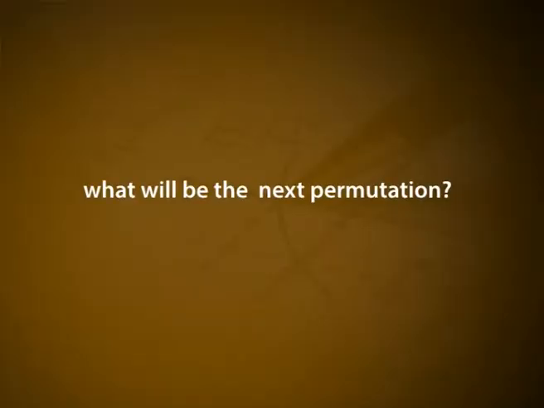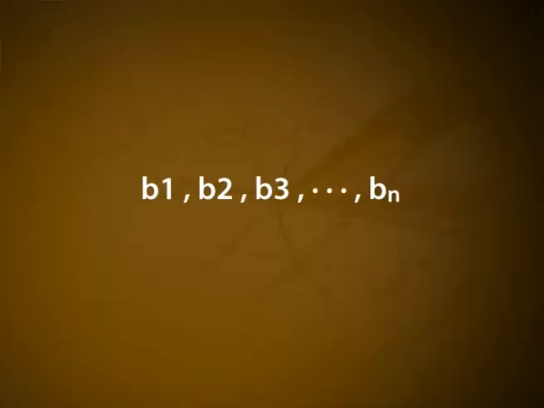Suppose a permutation A1, A2, A3, etc., An is given. Our concern is what will be the next permutation? We can make use of the following guideline. The next permutation B1, B2, B3, etc., Bn must satisfy the conditions.